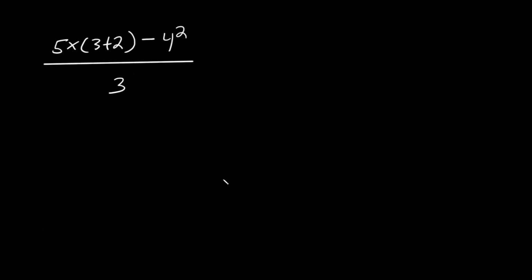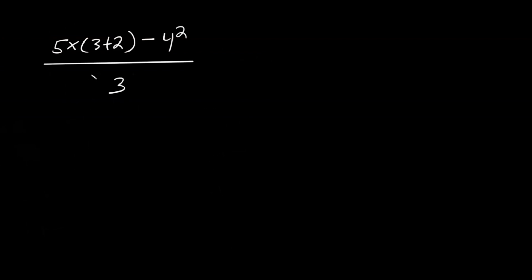So we can do the problem 5 times 3 plus 2, all of this subtracted by 4 squared. And then we are going to divide all of this by 3. And first, we need to remember what a fraction means. All a fraction means is that you're going to divide all of the numerator by what is in the denominator.